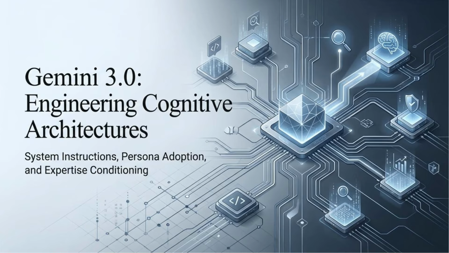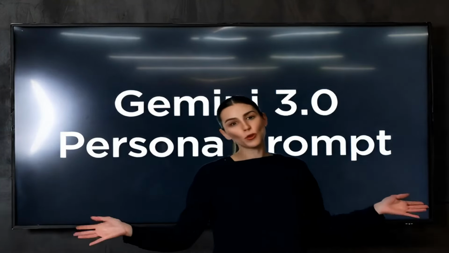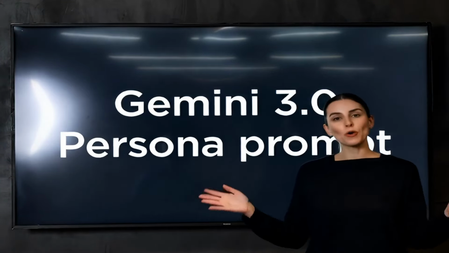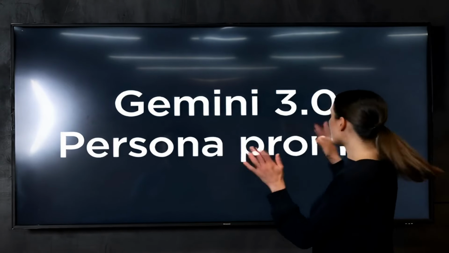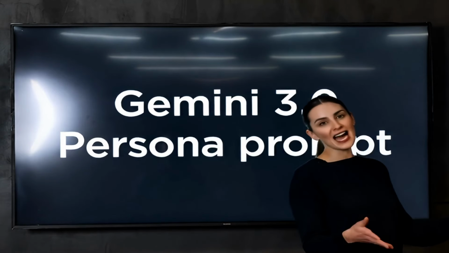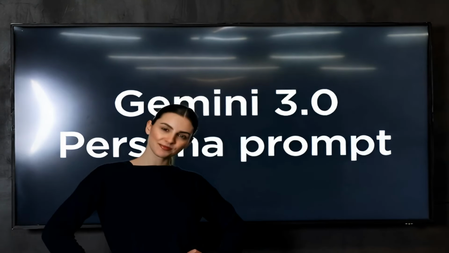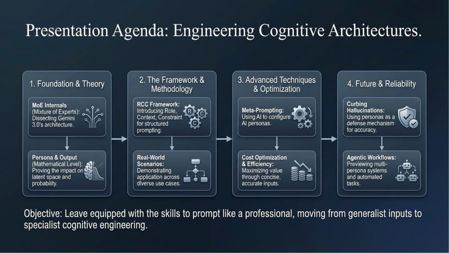Today, we are doing a deep dive into Gemini 3.0. We aren't just looking at the specs, though we will cover the architecture. We are going to focus on the single most effective way to upgrade your output: system instructions, persona adoption, and expertise conditioning. We're going to turn this generalist model into a specialist laser. By the end of this video, you won't just be prompting, you'll be engineering cognitive architectures. Let's get into it. Part 1. The architecture of Gemini 3.0.